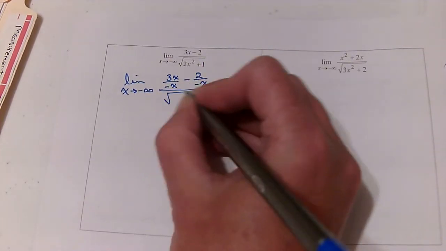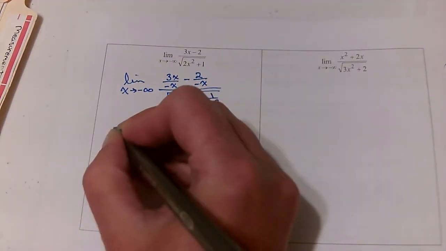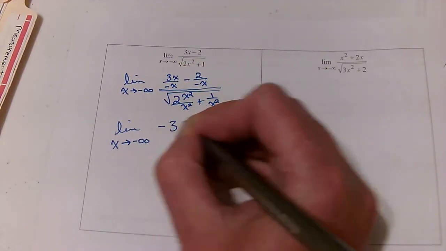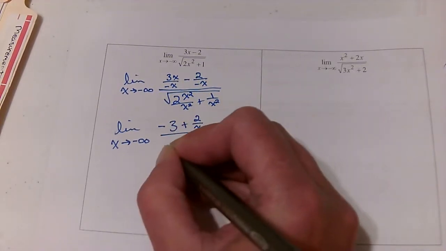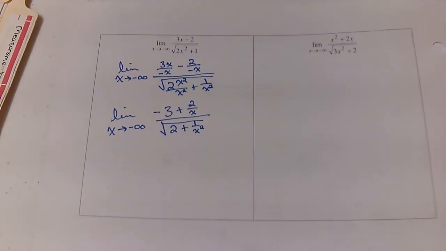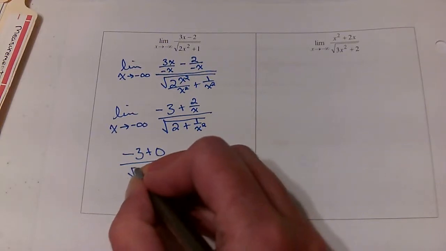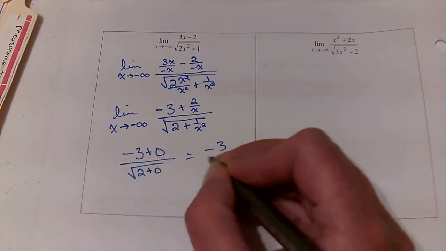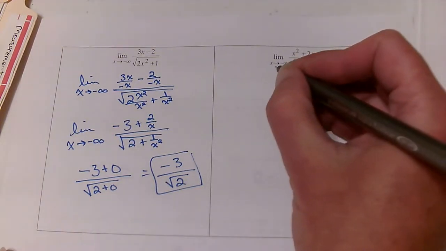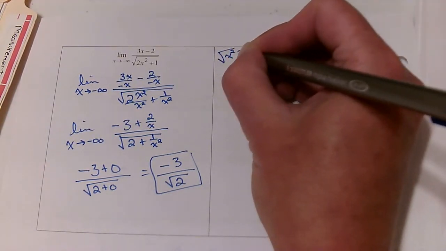Under the square root, it's still squared. Whoops, that looks messy. So I would get the limit as x approaches negative infinity, -3 plus 2 over x, square root of 2 plus 1 over x squared. That becomes -3 plus 0 over the square root of 2 plus 0, which is -3 over the square root of 2. Limit as x approaches negative infinity, so I'm going to divide by the square root of x squared being -x.